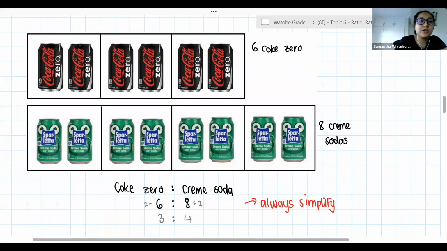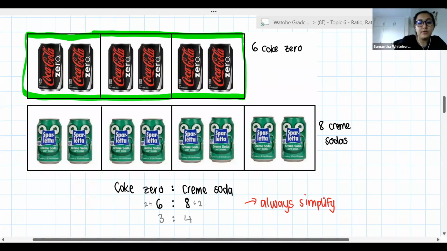If you have a look at the blocks drawn around each of the cool drinks, we've got 3 blocks around the Coke Zero, which is what we simplify the Coke Zero to. And we have got 4 blocks around the cream soda, which is what we simplified the cream soda to.